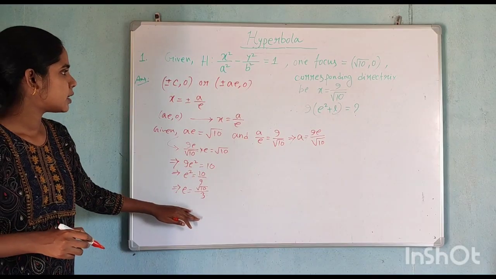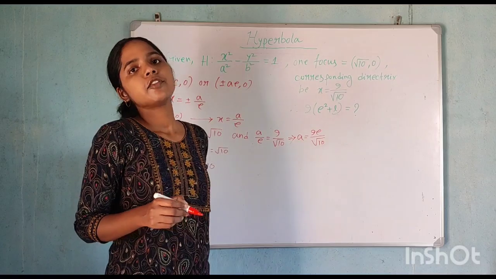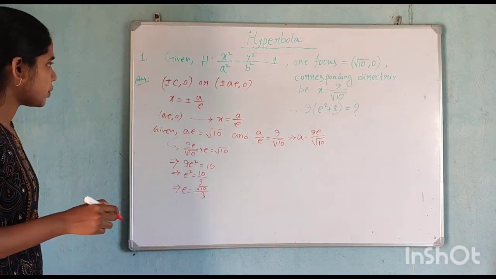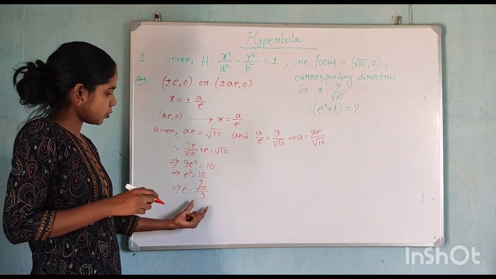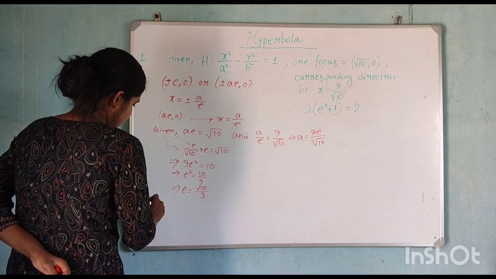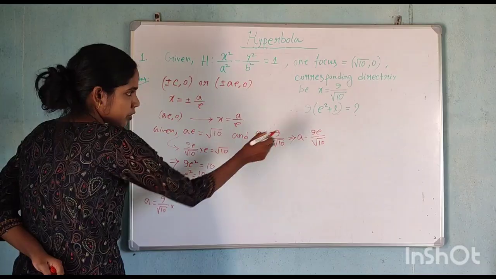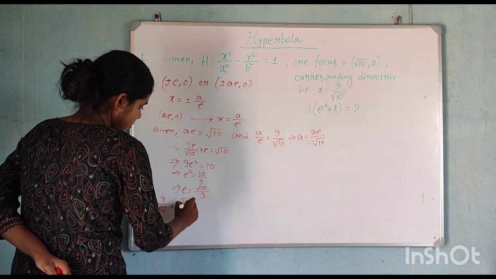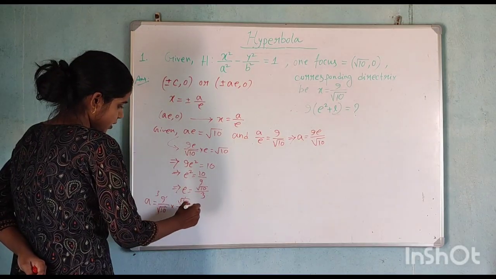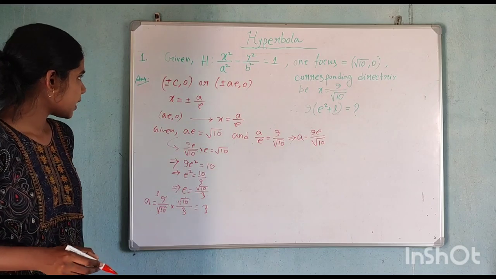Now to derive this value we need L. L means length of latus rectum. The L formula is 2b square by a. So we need the value of a and b. Now we have the value of e, so we can get the value of a also. So a equal to 9 by root 10 into e, so root 10 by 3. Root 10 cancels out, it will be 3. So a equal to 3.